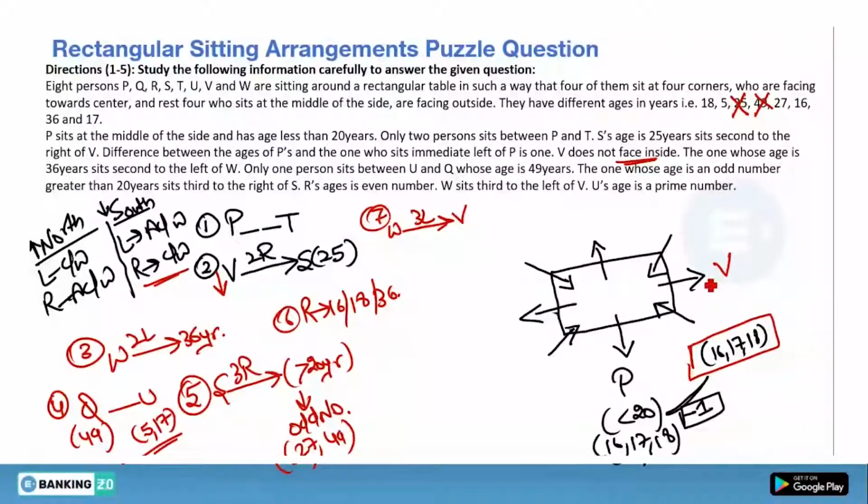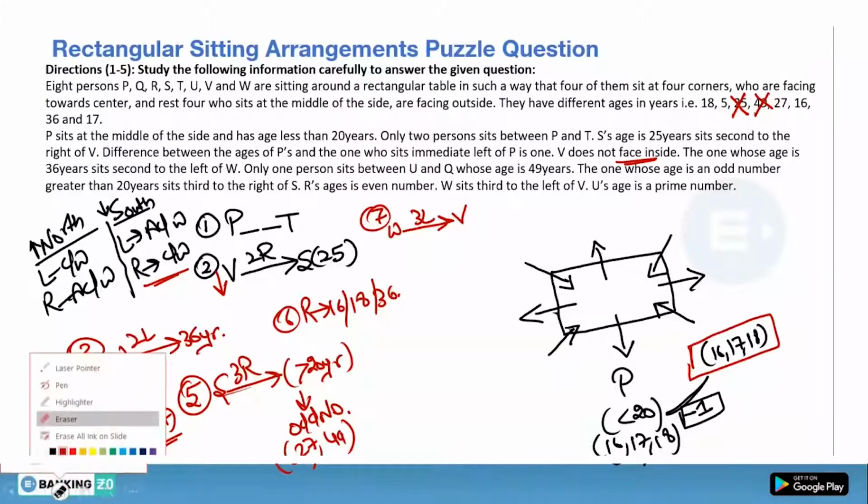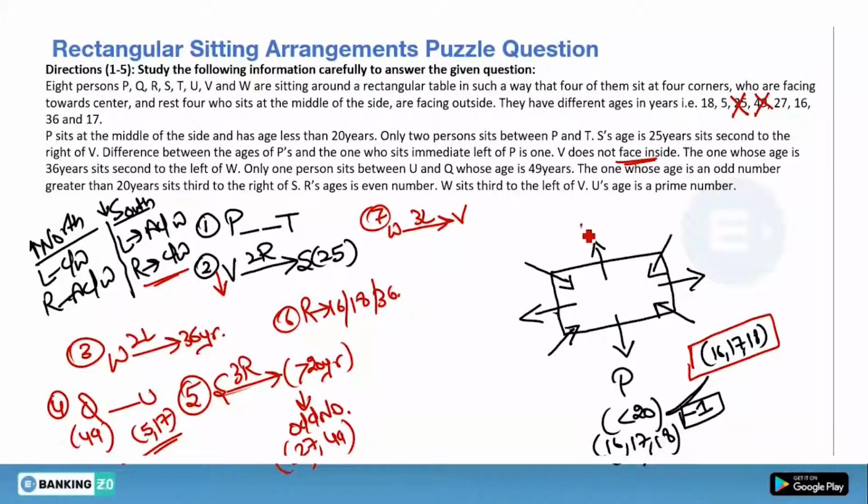If I assume V is here, the place of S is not possible because P is already seated. From V, second right is S. So if I assume V is here, second right must be S, but here P is already seated. So this is not possible. V's place is not possible over here also. Only one place is left for V, that is this one.